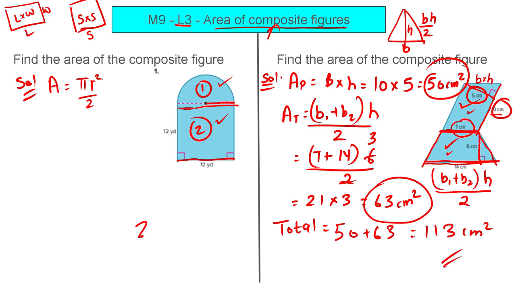Now if the diameter is 12, what will be the radius? Half of 12, half of the diameter, that is 6. The radius is 6. Let us put the radius here. Pi is 3.14 times the radius 6 times 6 divided by 2. 3.14 divided by 2, I told you, remember, is 1.57.